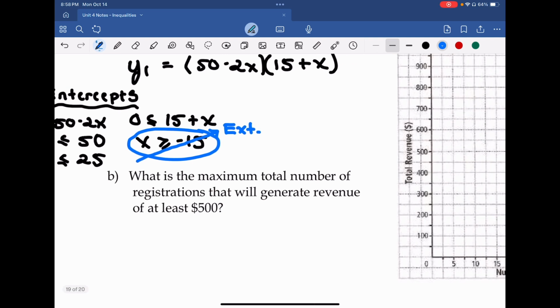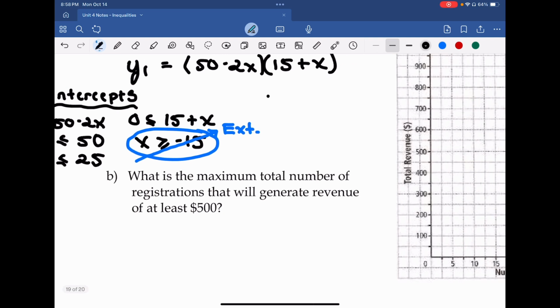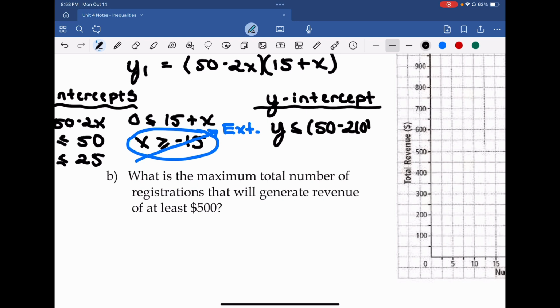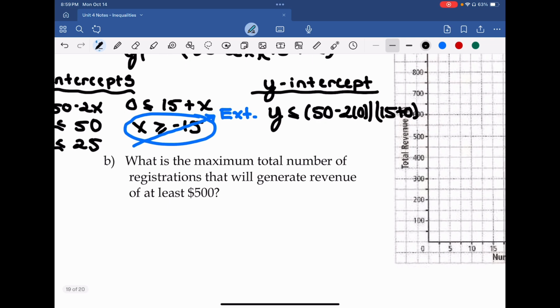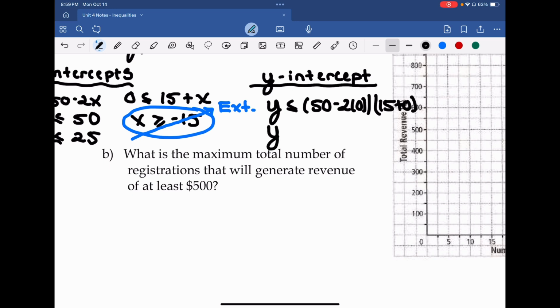Now, for the y-intercept, I'm just going to set the x value to 0. So y-intercept, there we go. If I want the y-intercept, I set the value of x to 0. So this is going to become y is then less than or equal to 50 minus 2 times 0. In the second bracket, it's going to become 15 plus 0. Apologies for covering up some of that graph on the right-hand side. This will be y is less than or equal to 50 times 15. This ends up giving us 750.